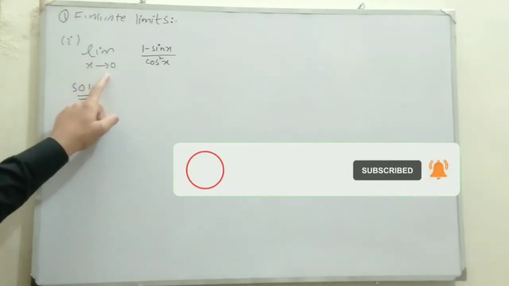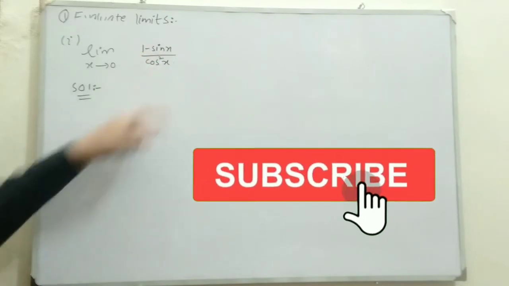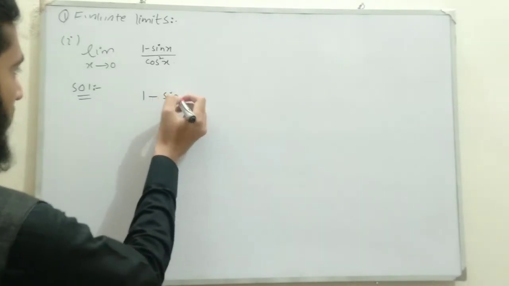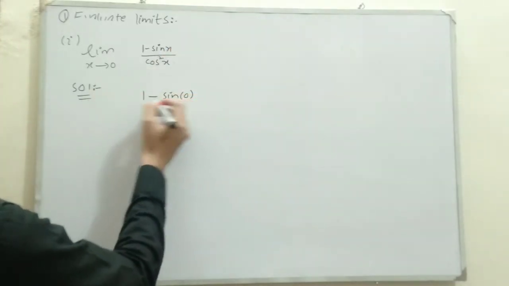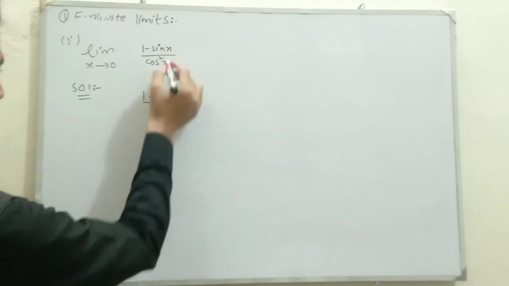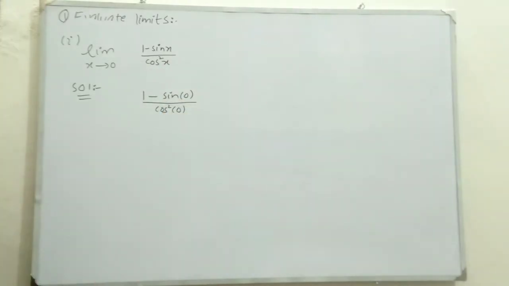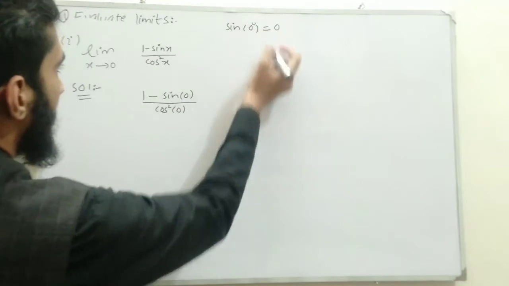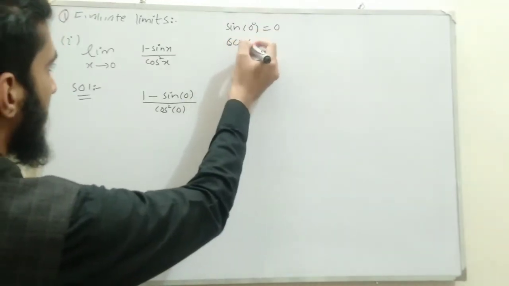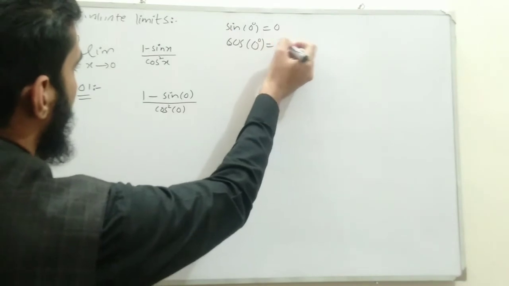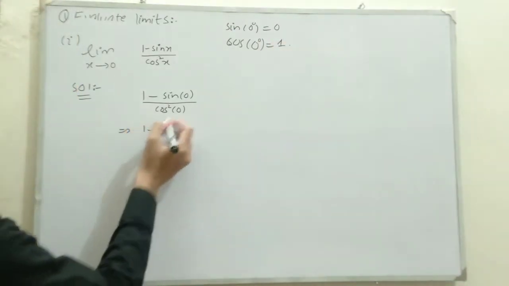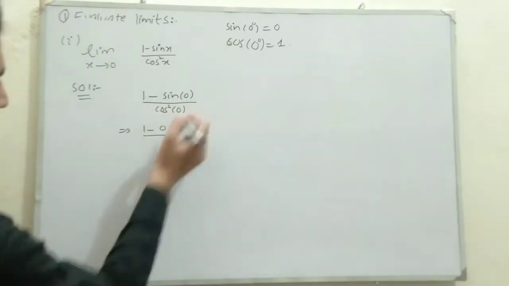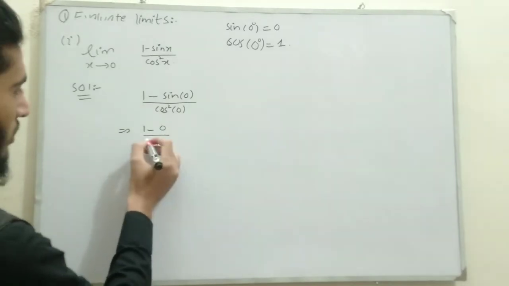Here, limit x approaches 0 means that we will put the value of x as 0. So it becomes 1 minus sin of 0, and the whole fraction divided by cos squared of 0. We know that sin 0 degree is always equal to 0, and cos 0 degree is always equal to 1. So it becomes 1 minus sin 0, which is 0, divided by cos squared 0, which we can write as cos of 0 whole squared.